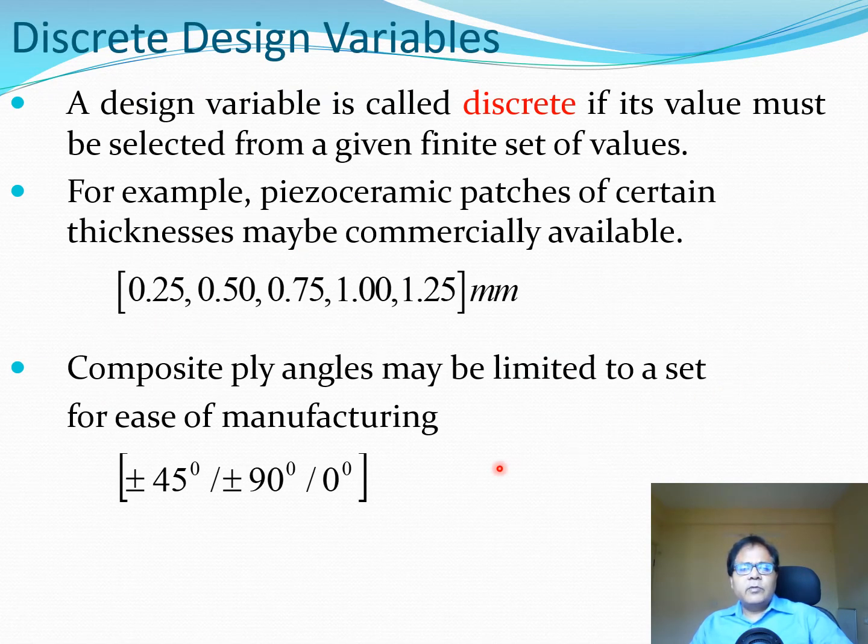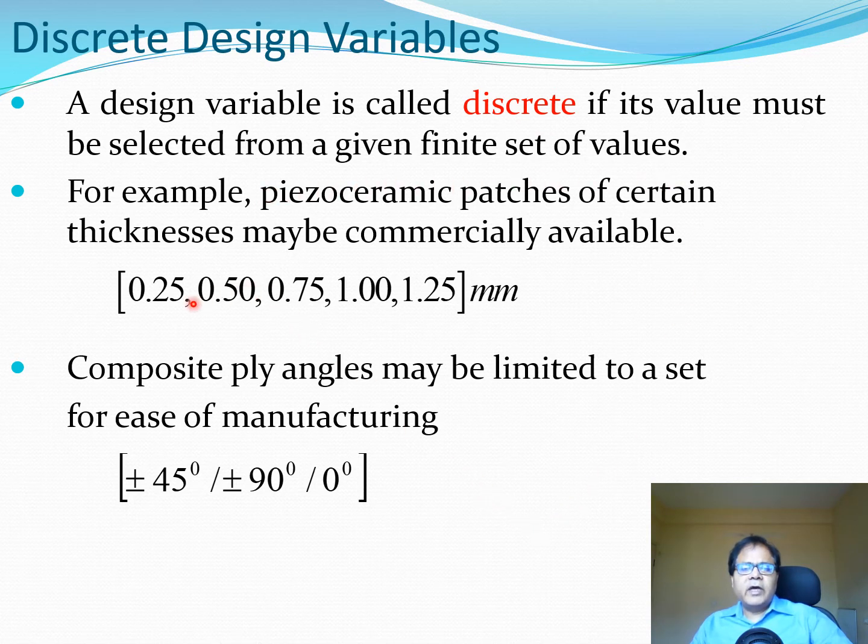Now we look at some of the possibilities of the design variables. The way we have defined the optimization problem, we can see that the design variables are typically continuous values, and therefore we are looking at the space of real numbers. Now this may not be the case at all times. So you may have a situation where a design variable is discrete, and this happens if its value can be selected from a finite set of values.